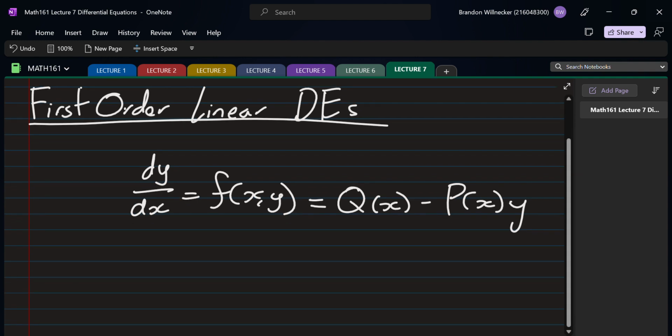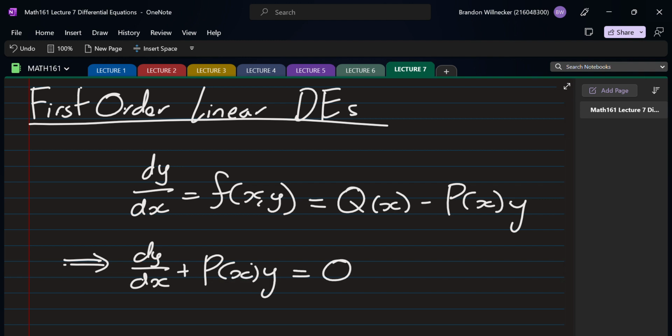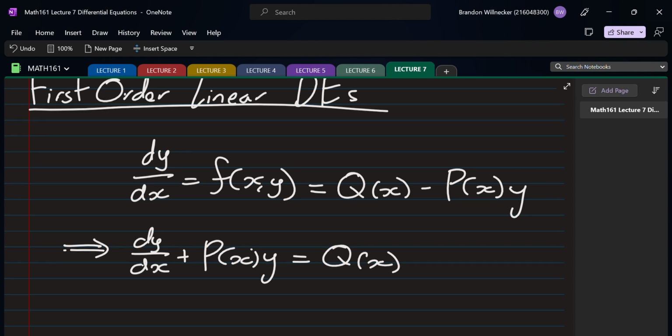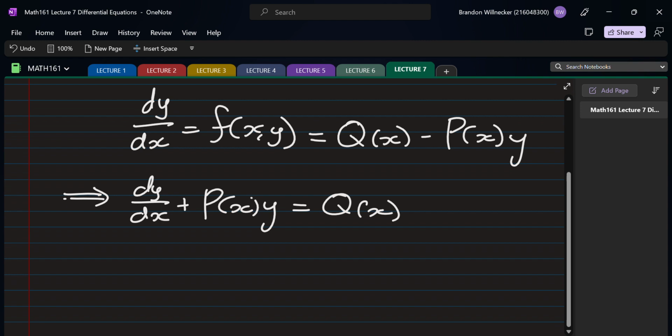Now, instead of writing it like this, usually we write it as dy/dx + p(x)y = q(x). Okay, this is typically the standard form for the differential equation. Okay, so how do we solve something like this?